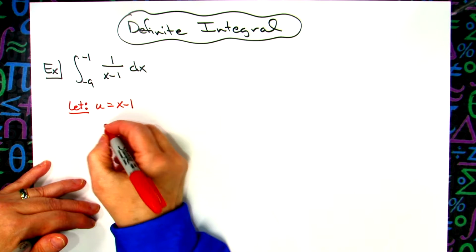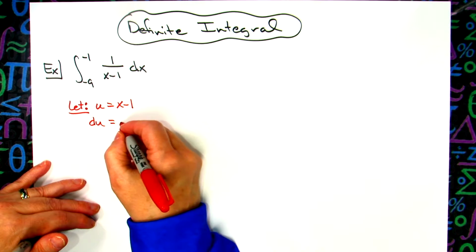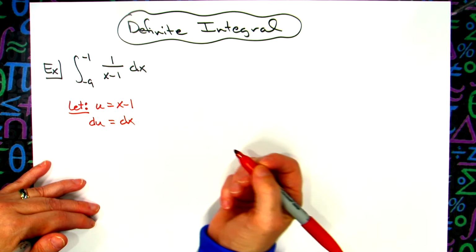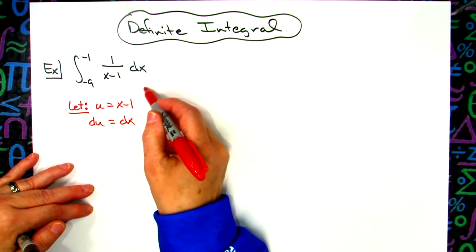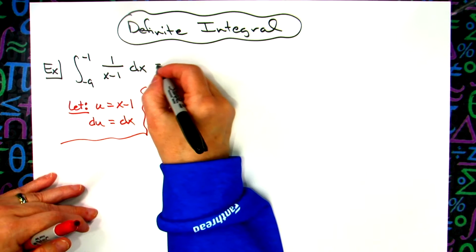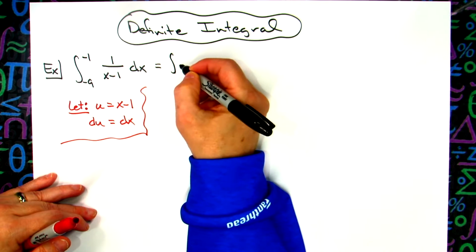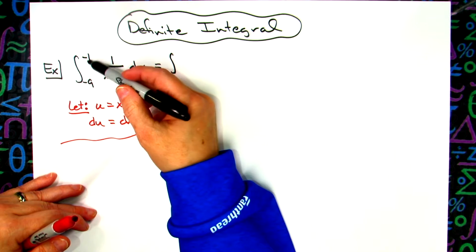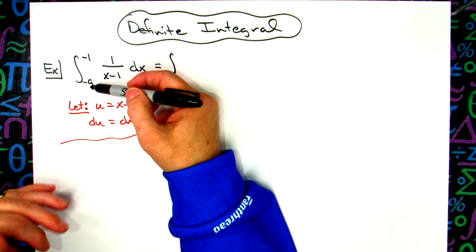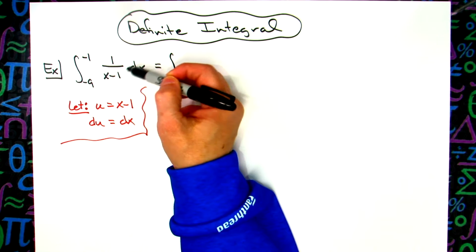I'm going to go ahead and take the derivative of both sides, so I'll have a du is equal to dx, 1 dx. All right, so then that's all I have to do at that point. Then I'm going to come up here and rewrite this so that I'm in terms of u. Okay, so I'm going to have the integral. I'm going to leave off the -1 and the -9 because those are limits of integration for x, since this is all written in terms of x.